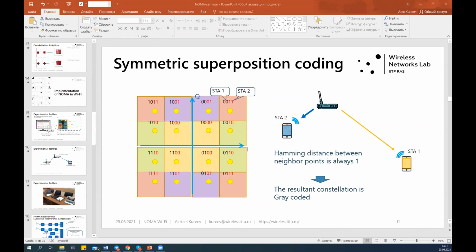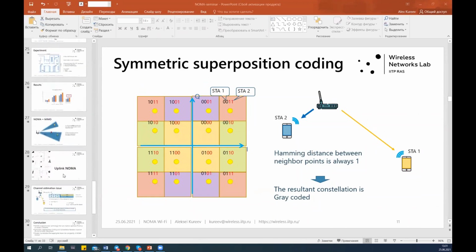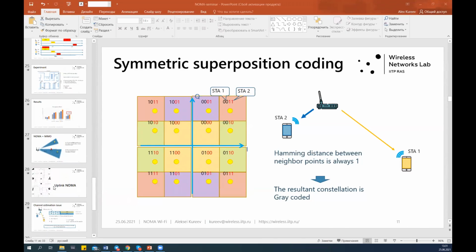So may I ask a question? Yep. The question is quite simple. Is NOMA always a synonym of power domain schemes, or do we also have some other techniques for NOMA?